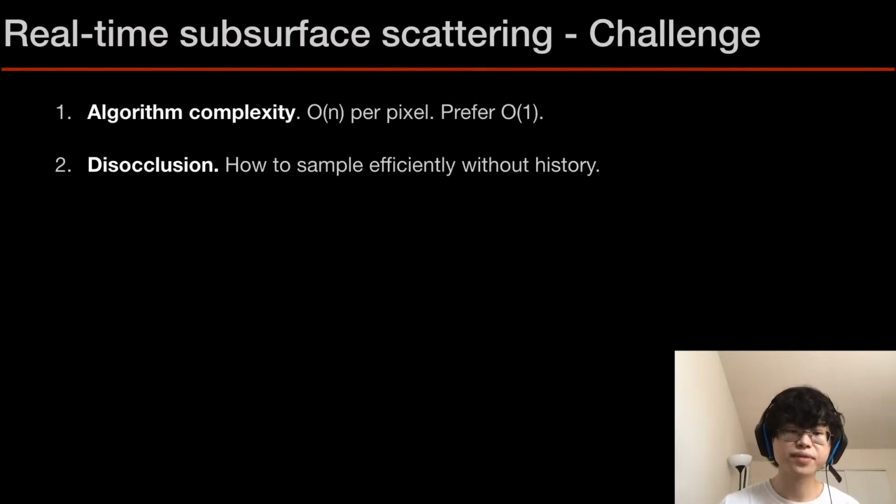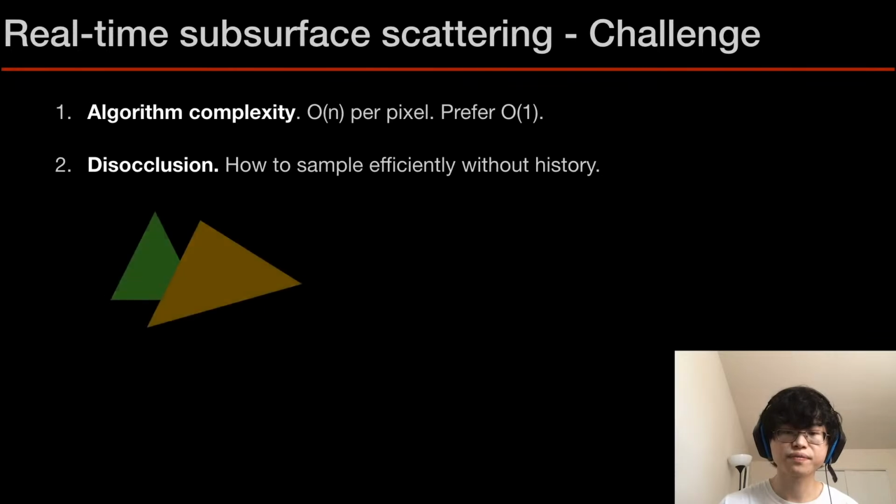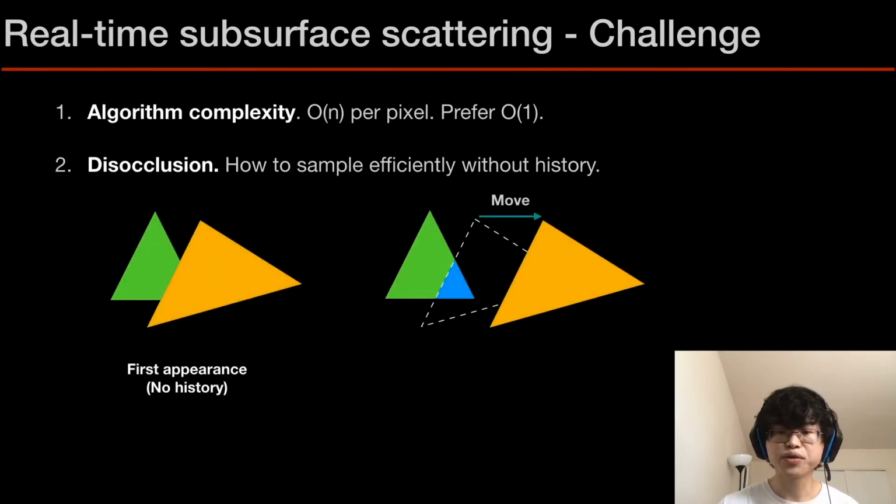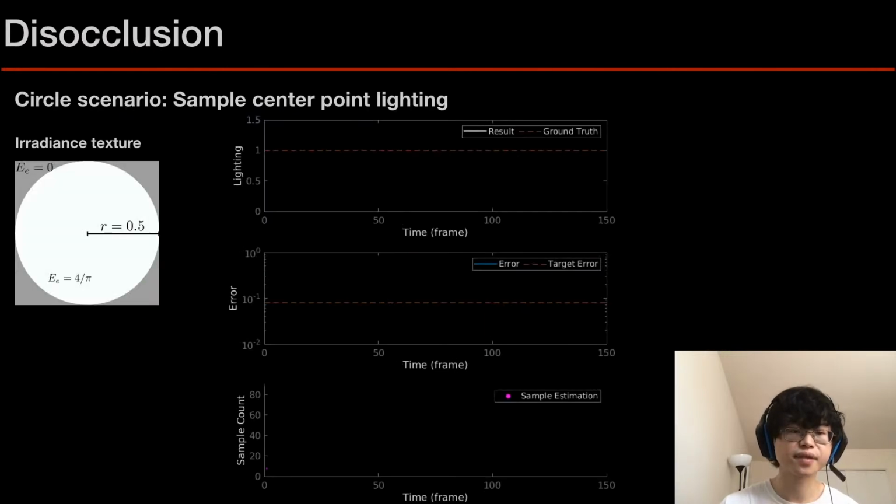The second challenge we need to handle is occlusion due to first appearance and motion, where we do not know the history. So how to sample efficiently without history? Let's see what happens when there is no history. Here we sample the lighting of the center point of an irradiance texture. We show the lighting error and the estimated sample count over 150 frames. In the first frame, we do not have history.